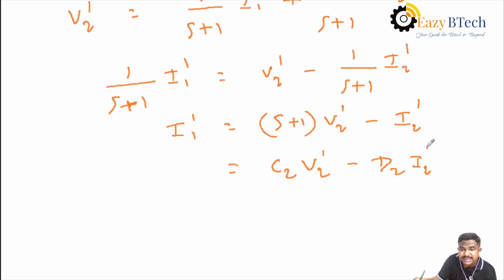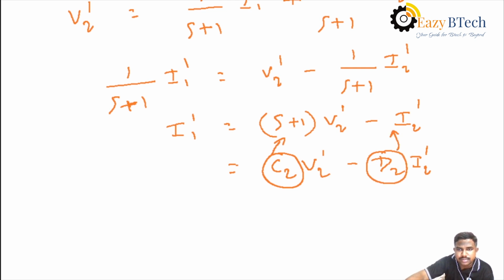Okay, this is for the second network. That's why we have taken C2 and D2. That's why the value of C2 is S plus 1 and the value of D2 is minus 1 or 1. The equation in terms of minus, that's why the D2 value is 1.